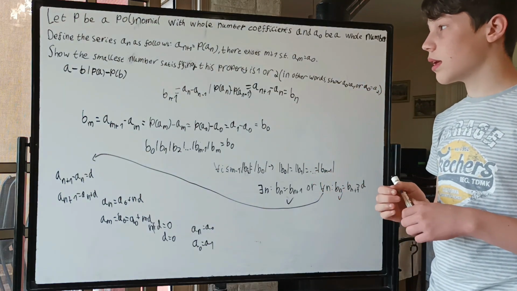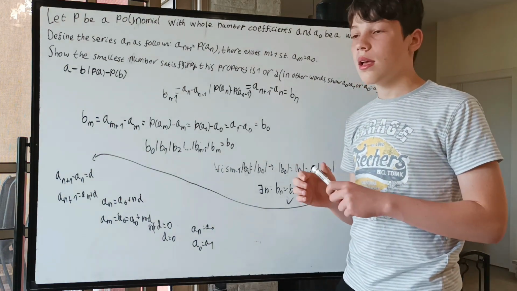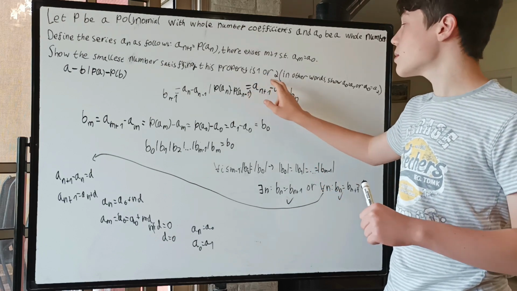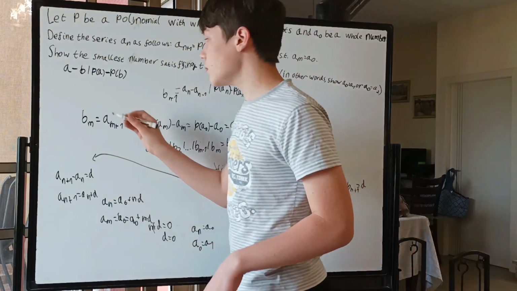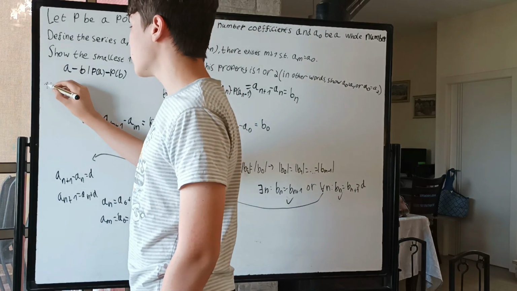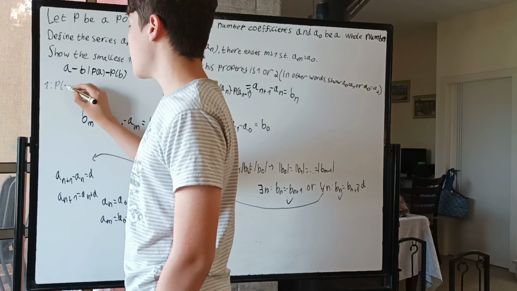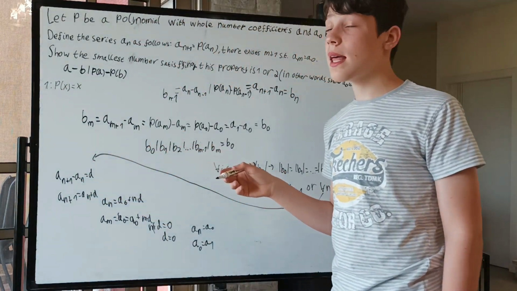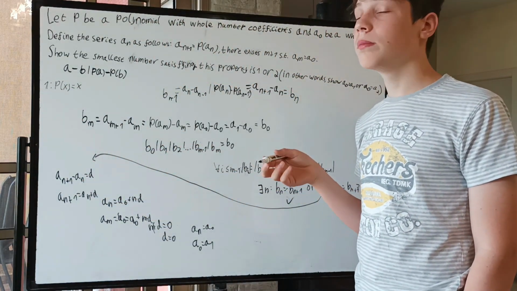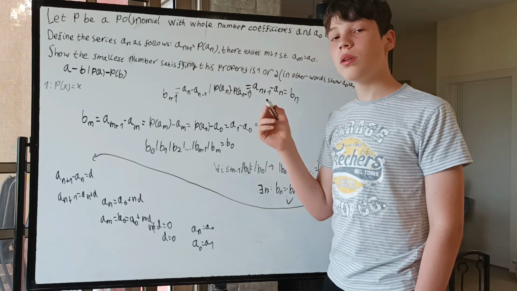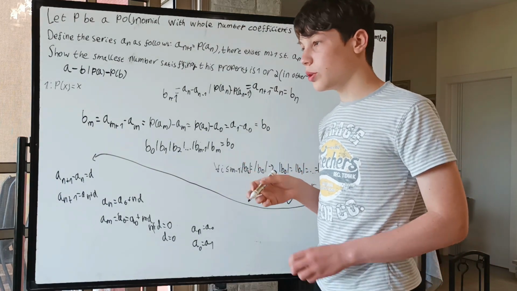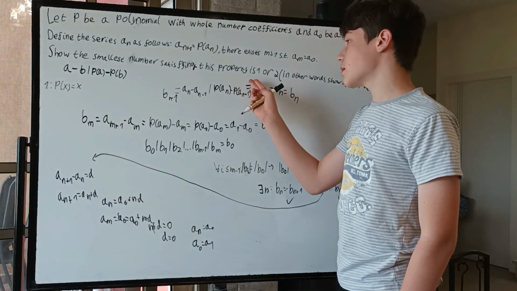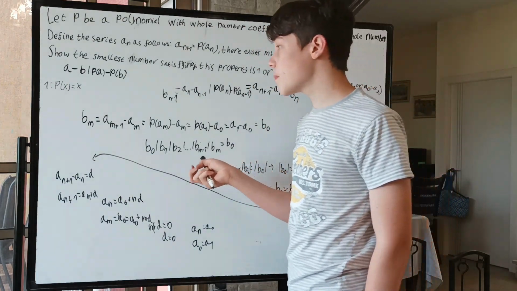And now just for the finishing touches, let's also show 1 can be the smallest number and 2 can be the smallest number. So for 1, let's pick p of x to be just x, because then p of a0, which is a1, would be a0, which works. Which tells us, yes, that the smallest number satisfying this is 1.